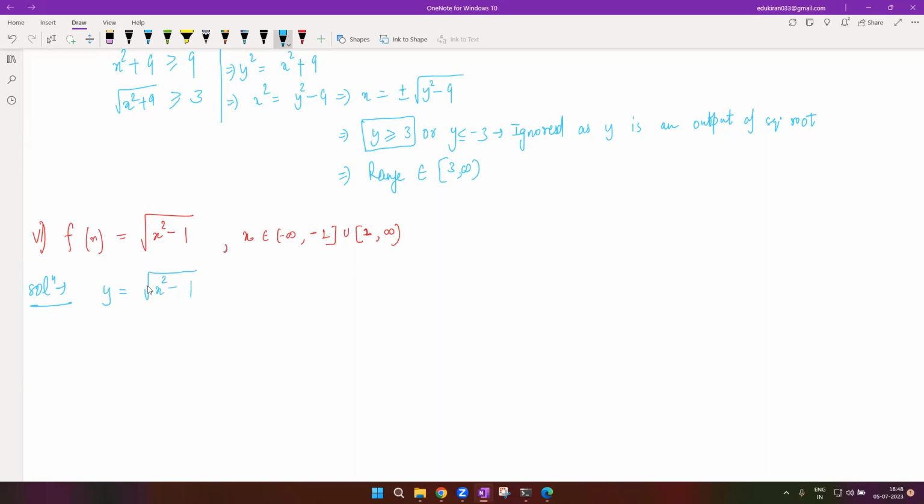Now in the starting, I have given y in terms of x. What I would do is I would try to change this as x in terms of y. For that, I will square both sides first. So this becomes y square is equals to x square minus 1. I would take minus 1 to the side of y square. So this becomes x square is equals to y square plus 1.